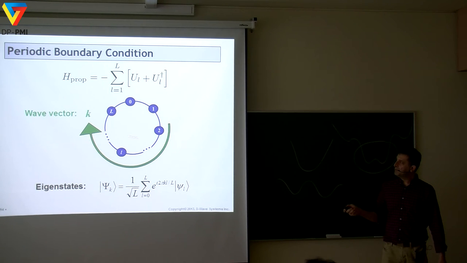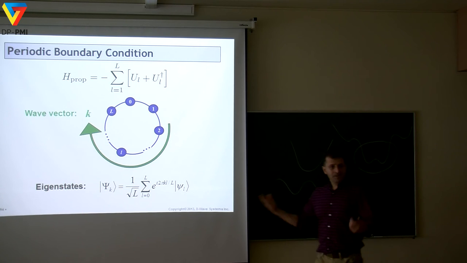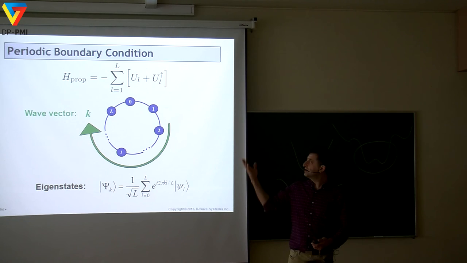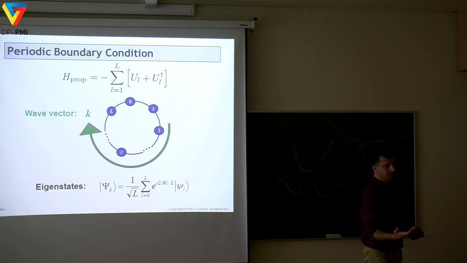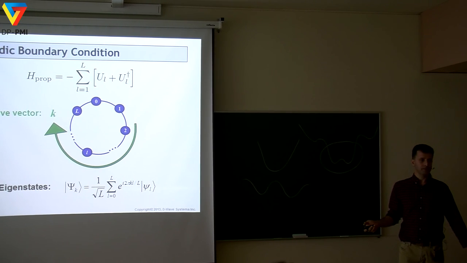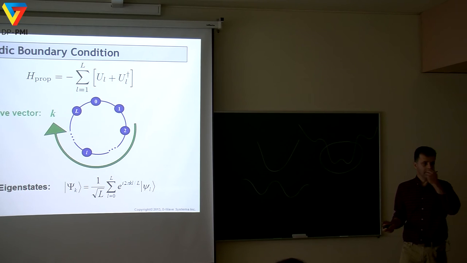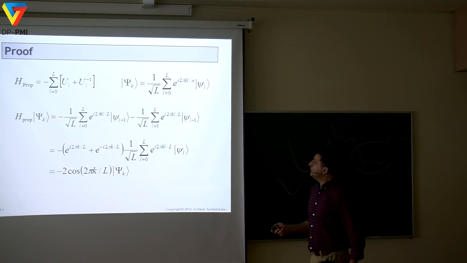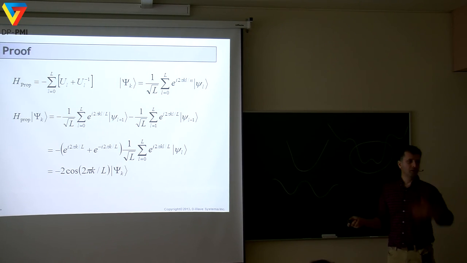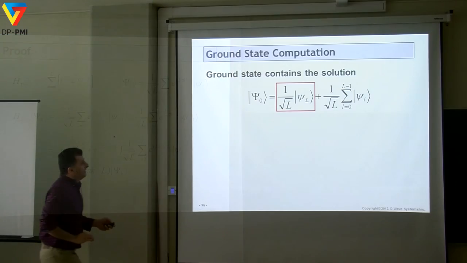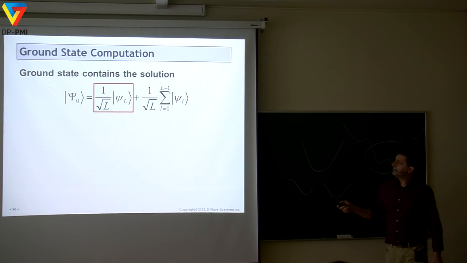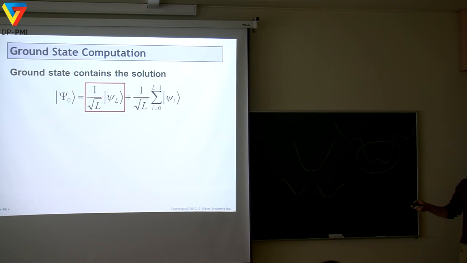And you know that because it's a free particle, the eigenstates of this system are plane waves, yeah? One-dimensional plane waves on this ring. This is a proof of how these are eigenstates. I think all of you can do it yourselves, so I don't want to go through this. The ground state of this Hamiltonian is a superposition of all of these.